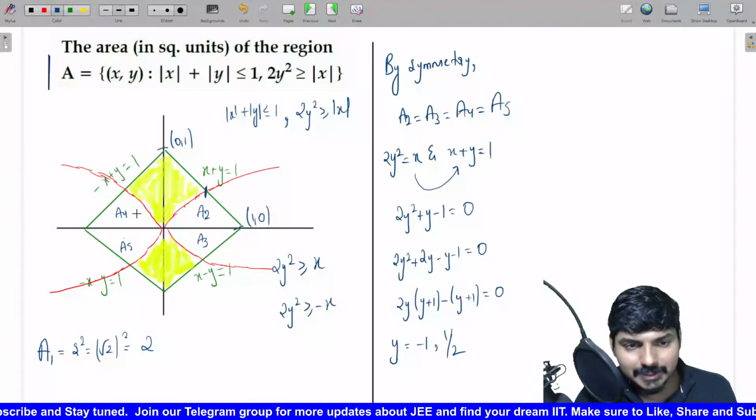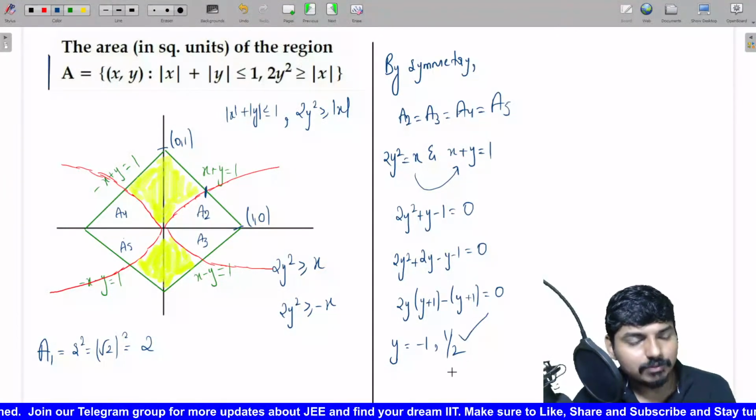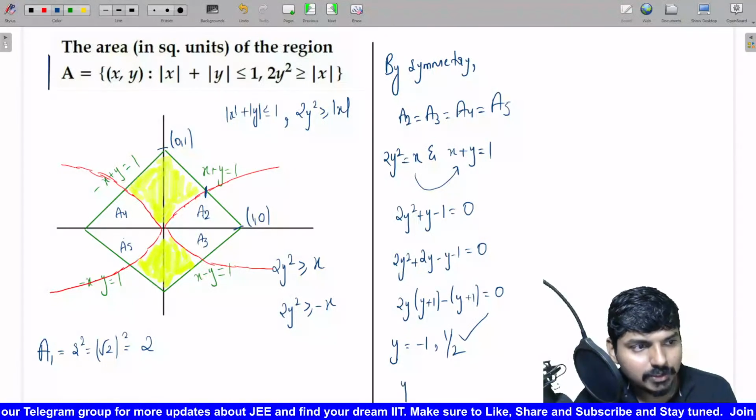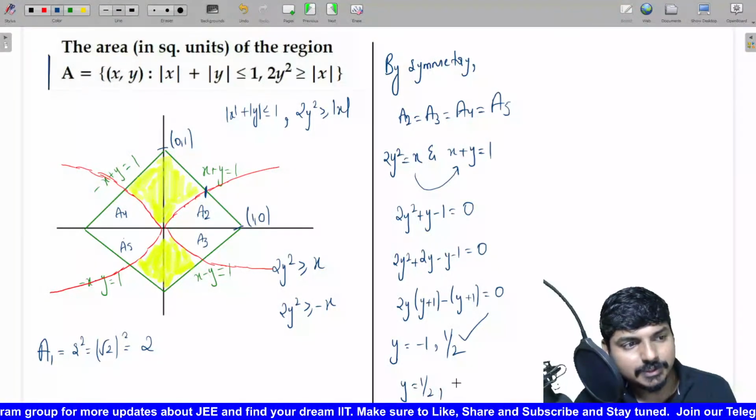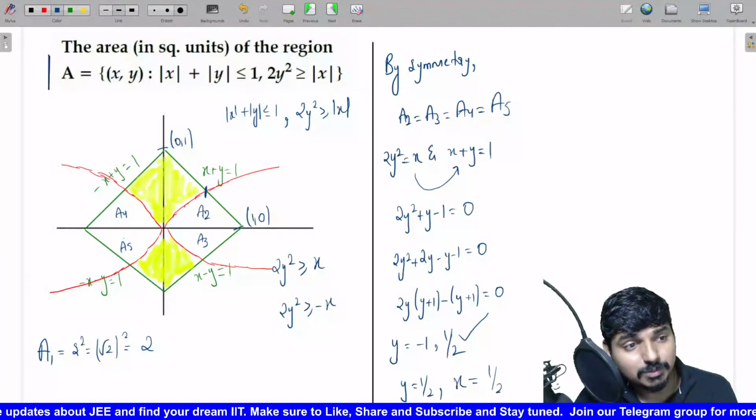Anyway, we don't want the negative side. We only need the positive value of y. So you go with y equal to 1 by 2. For y equal to 1 by 2, guys, you tell me what is the value of x going to be. Well, x is also going to be 1 by 2.